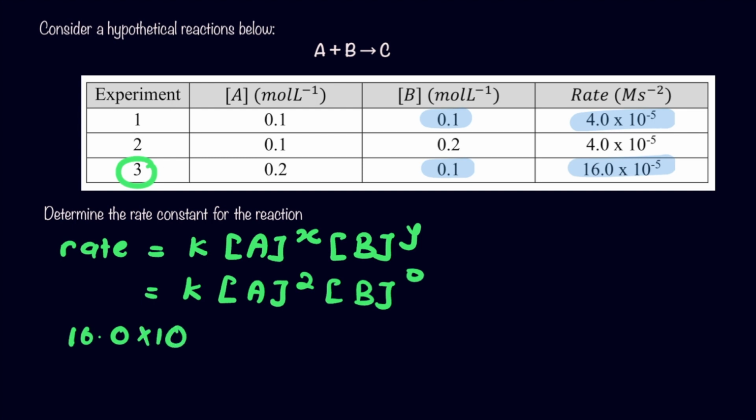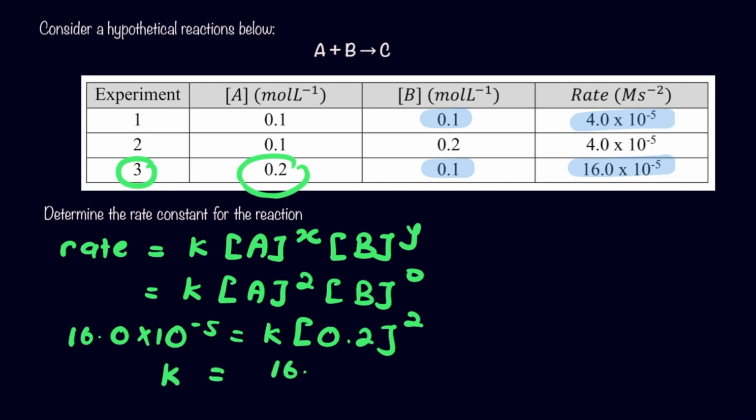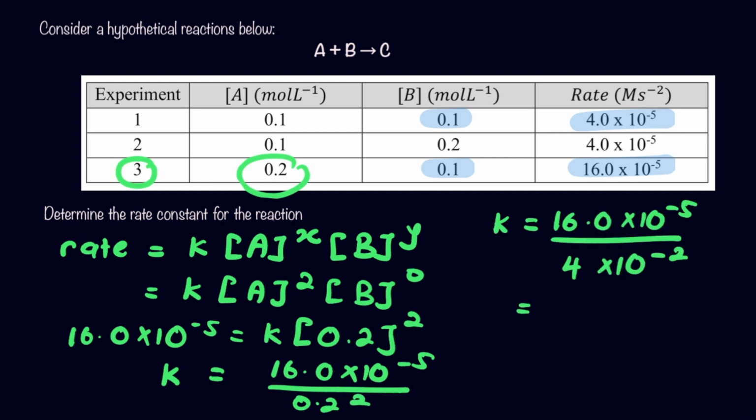16.0 times 10 to the power of negative 5 is equivalent to K, concentration of A, which is 0.2 to the power of 2. I'm not going to put B because it is to the power of 0, so it's going to be 1 anyway. Hence, your K should be equivalent to 16.0 times 10 to the power of negative 5 divided by 0.2 to the power of 2. Therefore, you will get the rate constant is equivalent to 4.0 times 10 to the power of negative 3. So this is the final answer for the 6th question.